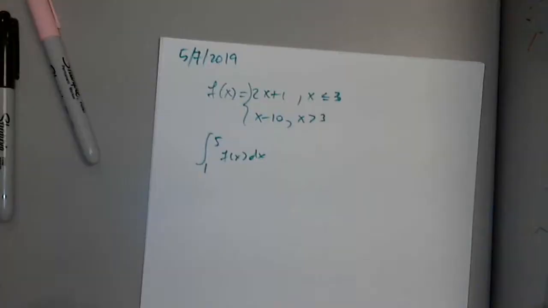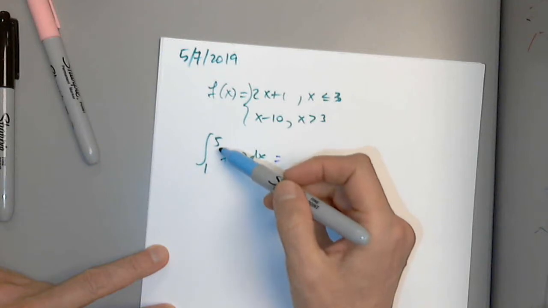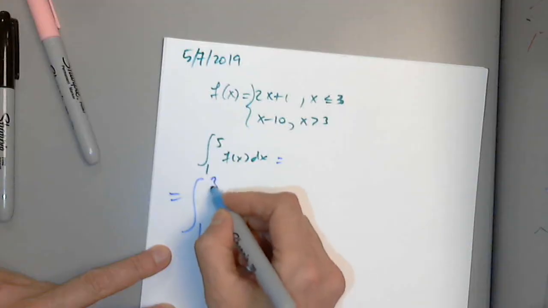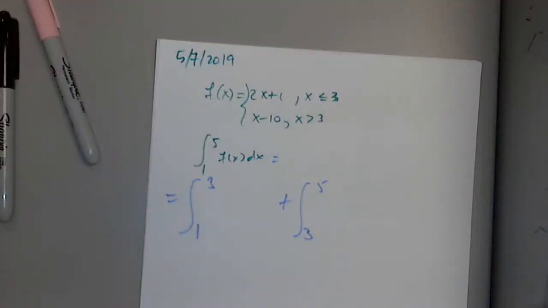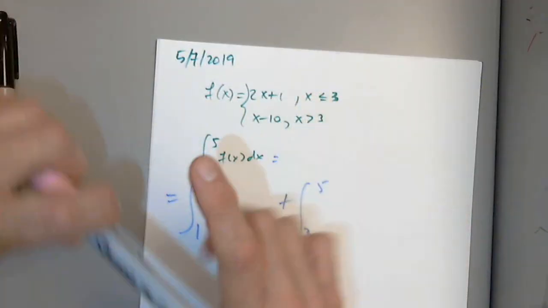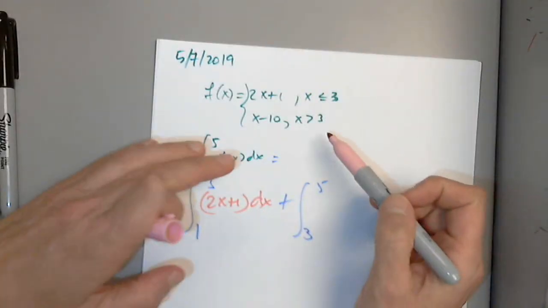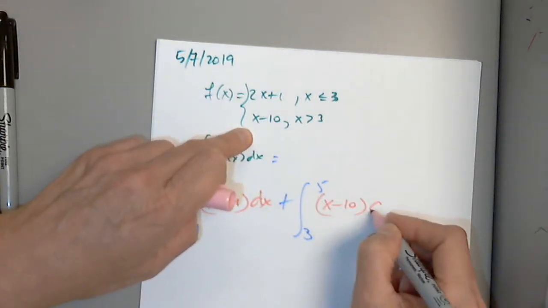And the function is given to us. So obviously, as you see, the interval 1 to 5 is broken at 3. So this will be a sum of two integrals from 1 to 3 and from 3 to 5, because we don't have the same function between 1 and 5. So therefore, what I have between 1 and 3 is the function 2x plus 1 dx, and the function I have between 3 and 5 is x minus 10 dx.